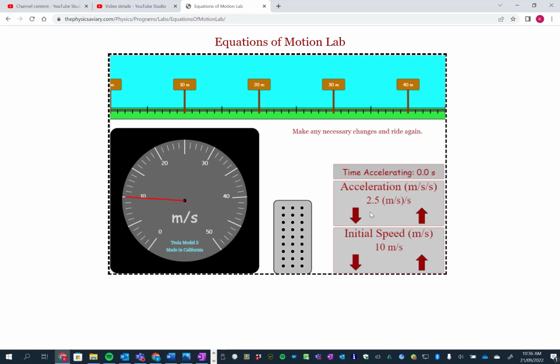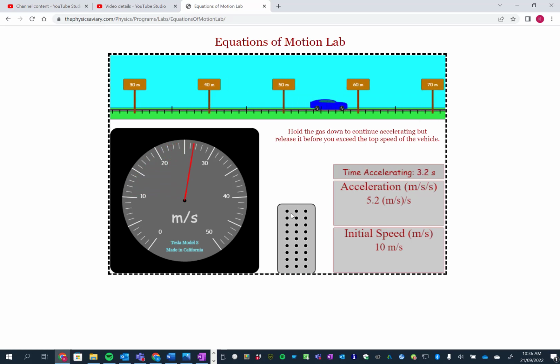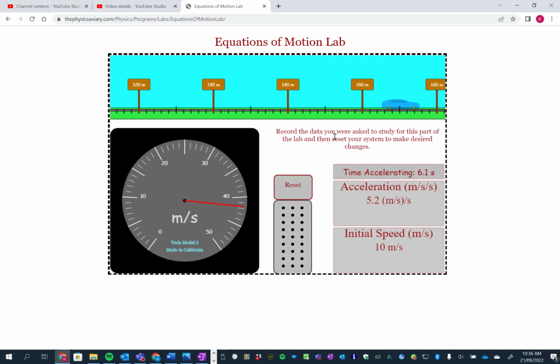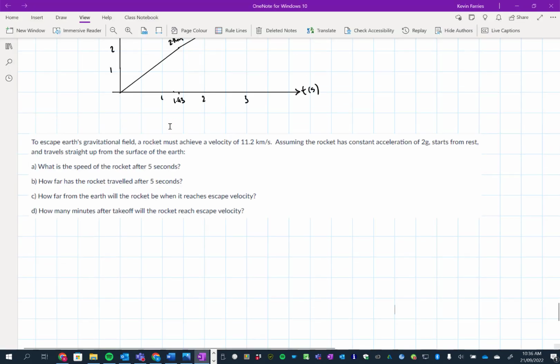Let me just reset. So let's just up the acceleration a little bit. And we've reset everything. So this time we've got a higher acceleration. You can see that speed's increasing more quickly. So that's the type of problem we're talking about here. The speed could be increasing, that's acceleration, or the speed could be reducing, that would be deceleration. So just keep a clear idea of what we're doing in each of these sections.